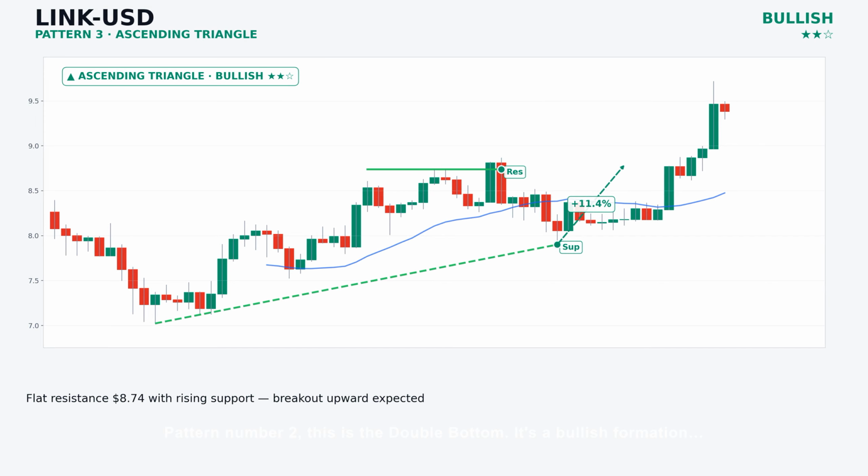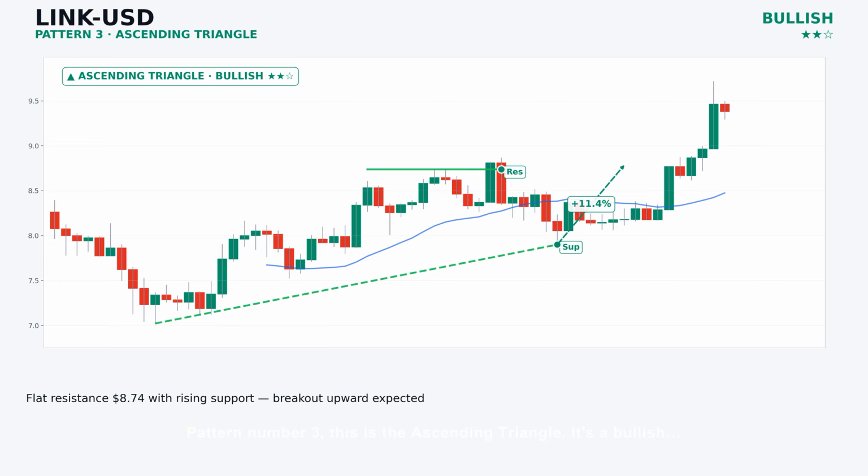Pattern number 3. This is the ascending triangle. It's a bullish formation with 2 out of 3 strength. Flat resistance 8.74 with rising support. Breakout, upward expected. You can see on the chart exactly where the key swings line up. That's what confirms the structure, not just my word for it.